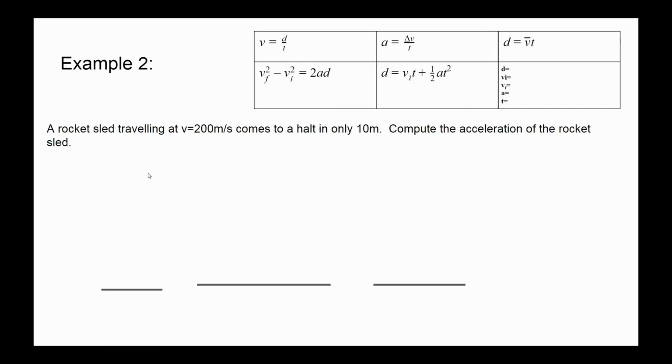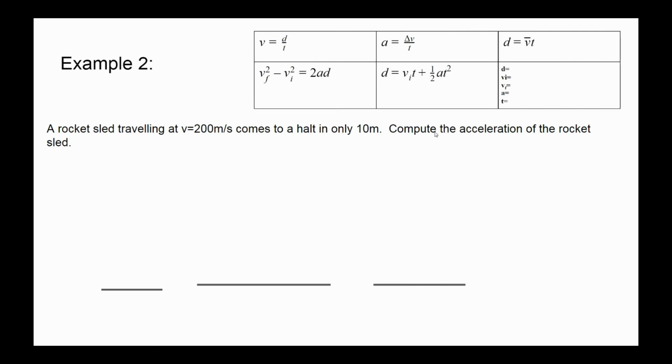Let's look at example 2, a rocket sled. We're going to do lots of those. At 200 meters a second. By the way, can your car go 200 meters a second? If you can't answer that, you're not doing physics. It comes to a halt in only 10 meters. Would you like to be in a vehicle that is going 200 meters a second and it stops in 10 meters? That's only the length of a car. Do you think you spilled your drink?